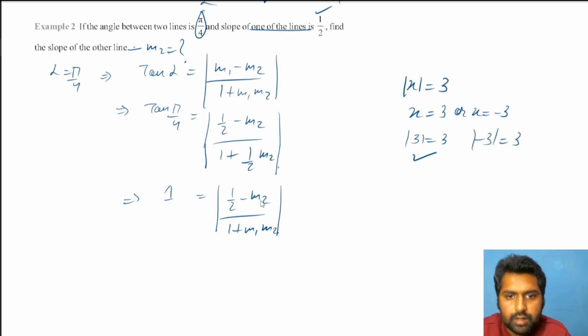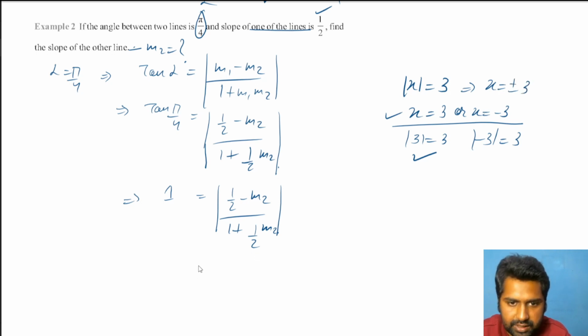Same thing here. Since your m2 is unknown, you don't know whether that modulus could have been 1, meaning the value after solving it could have been 1 also, could have been minus 1 also. So the idea is, whenever you get mod of some variable equal to some constant, open it with positive and negative. So x could have been 3 or minus 3. Whenever you get mod x equal to 3, write down x is equal to plus minus 3. Same thing here also. So I'll say (1 by 2 minus m2) upon (1 plus 1 by 2 m2) is plus minus 1.